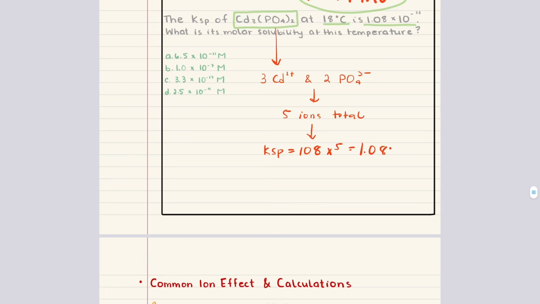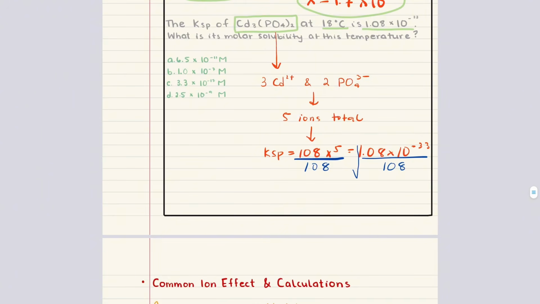Then you're going to divide both sides by 108, which gives 1.0 times 10 to the negative 35. Now solve for x. Take the 5th root, which is the same as raising to the power of 1/5. That gives x equal to 10 to the negative 7. So the molar solubility is 1.0 times 10 to the negative 7 molar.